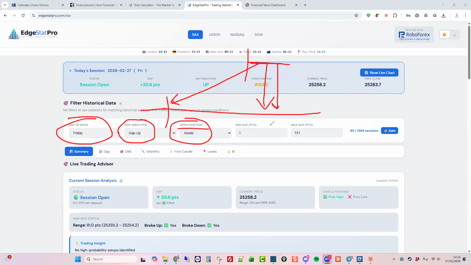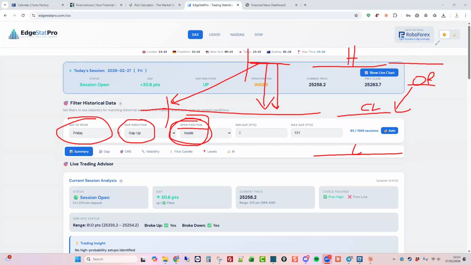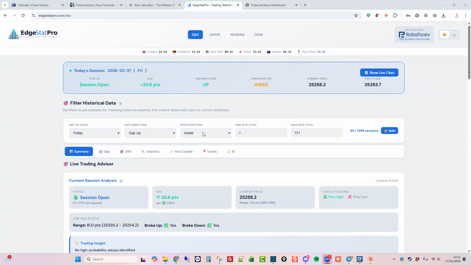So that's what the open position is. Where we have the session yesterday, high and low, if we open within that session, so let's say that's the low, that's the high, that is the close of yesterday. This is the open of today. If we open above the close, we have a gap up. If we open inside the high and inside the low, we open inside. If we were to open here, we would open up. And that's what these inputs mean. So if we go open above, that means we opened above yesterday's session high.